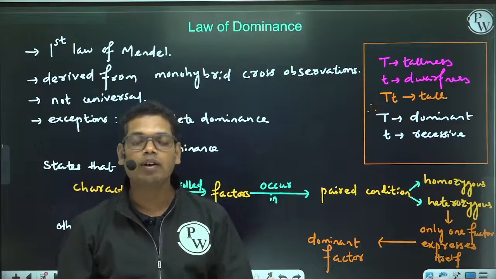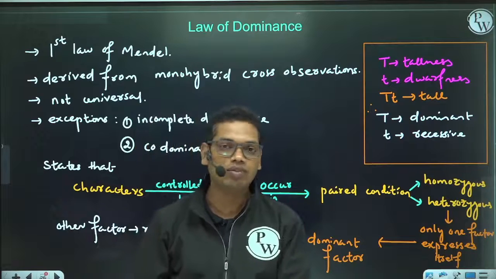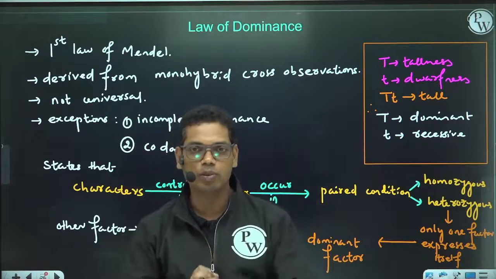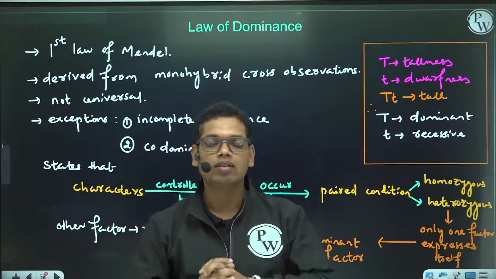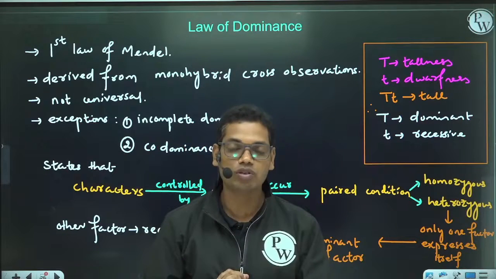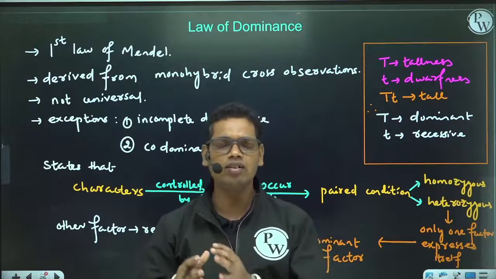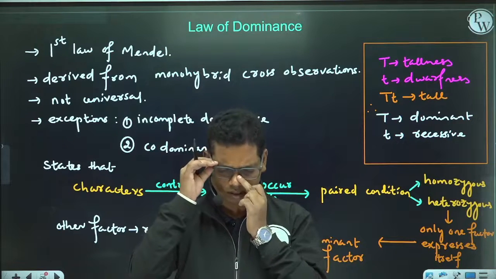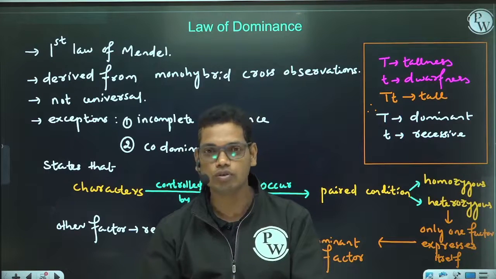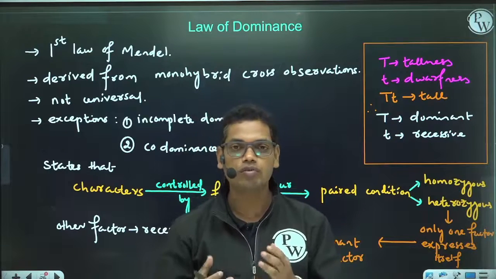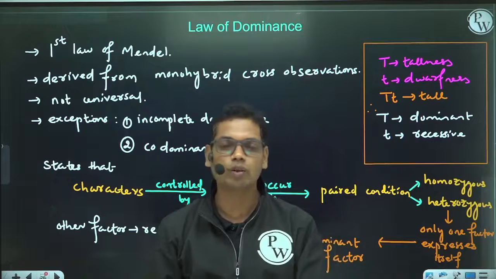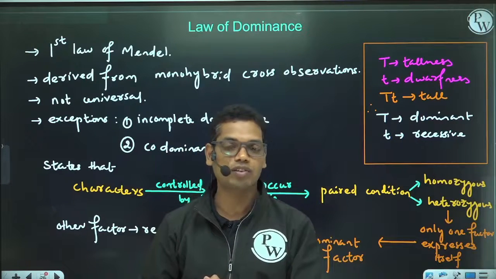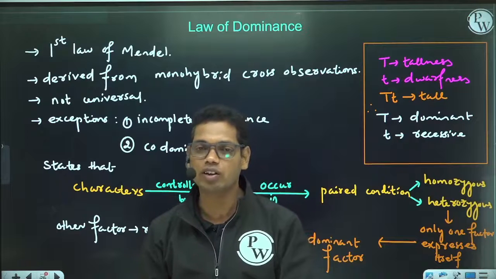So now let's talk about the laws of inheritance. From the observations of Mendel's experiment, he gave some conclusions, and those conclusions were later on given the name of laws of inheritance. So the first law of Mendel was law of dominance, the second law was law of segregation, and the third law was law of independent assortment.